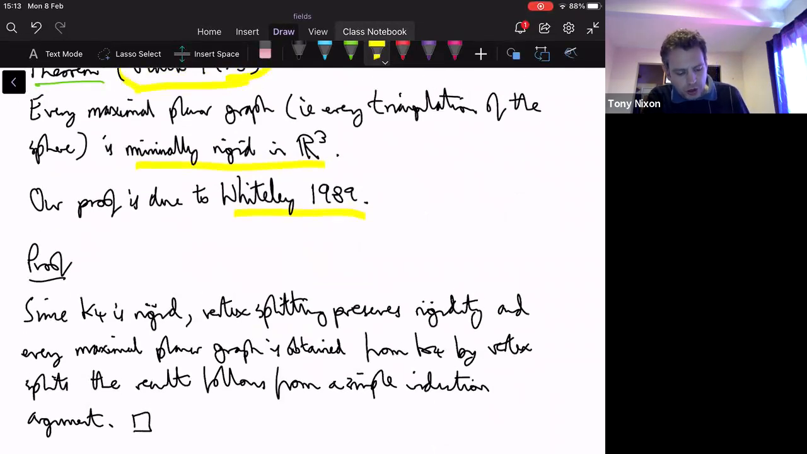We already talked about K4 being rigid in 3 dimensions. That's the basis of our construction, and vertex splitting preserves rigidity. That's Whiteley's theorem, and the proposition says every maximal planar graph is obtained from K4 by vertex splittings. So this is a very simple induction argument.